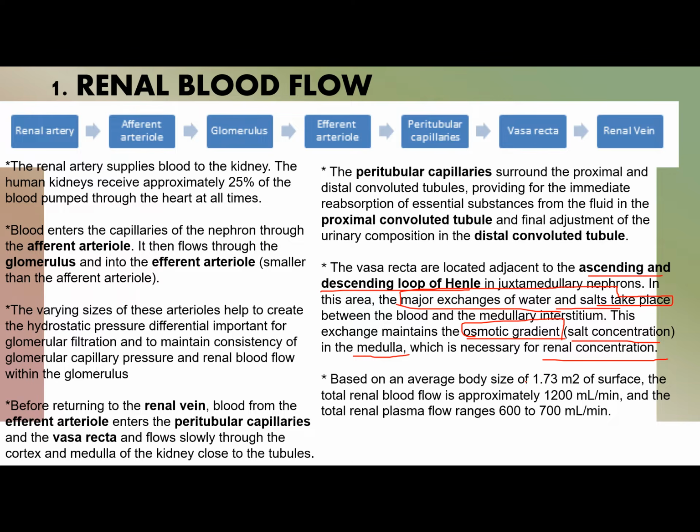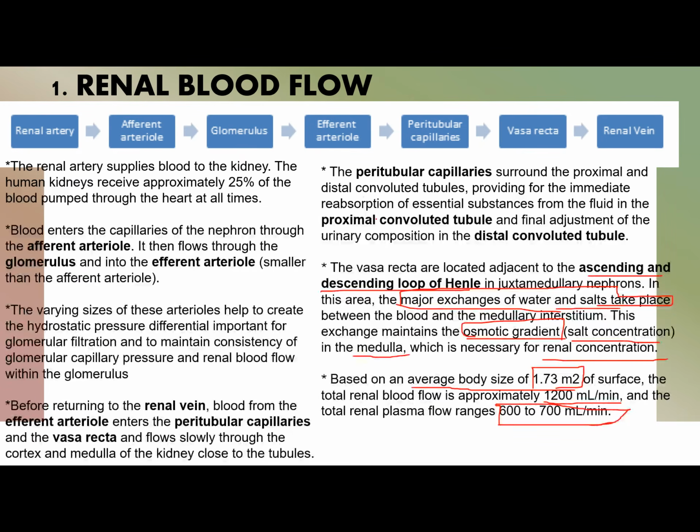Now, based on an average body size of 1.73 square meter of surface, the total renal blood flow is approximately 1200 ml per minute. And the total renal plasma flow would range between 600 to 700 ml per minute. So, ang average body size natin, class, this is a normal value, ha? Pag tinanong kayo, what is the normal average body size? It's a 1.73 square meter. Pag tinanong kayo, what is the normal total renal blood flow? 1200 ml per minute. Then total renal plasma flow, 600 to 700 ml per minute. So may computation yan later ituturo ko.